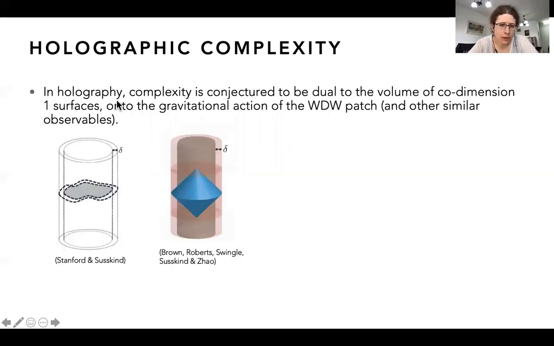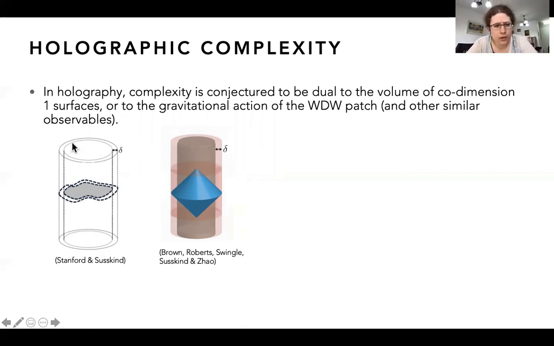Now, in holography, there are conjectures for what complexity should be dual to, and these conjectures are based on attempts in asymptotically anti-de Sitter space-times, where these observables have the same behavior as those that I showed at the bottom of the previous slide. They have a linear growth and a switchback effect. Based on these similarities, they were proposed to be holographic duals of complexity, just to emphasize that these are still conjectures.